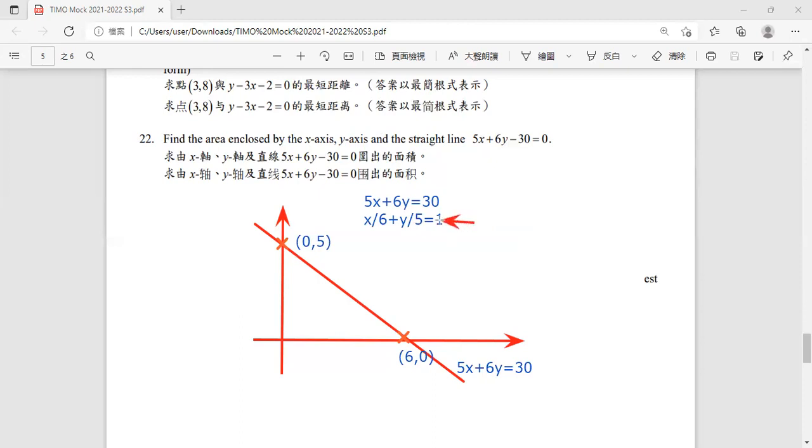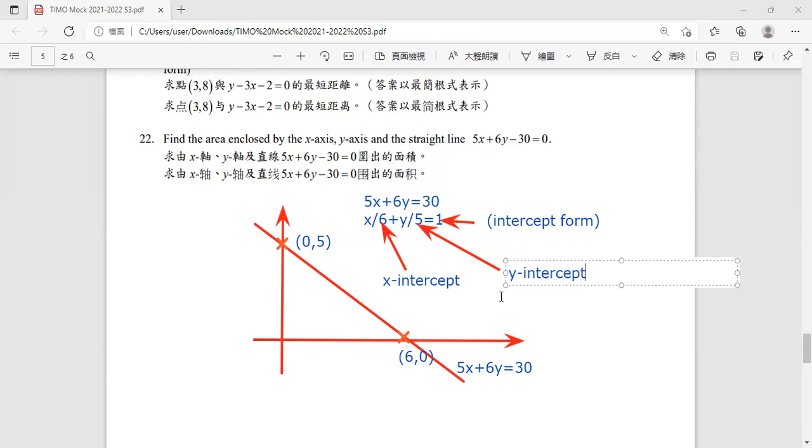If you are not familiar with this one, I will tell you that this is called intercept form. So this is the x-intercept and this is the y-intercept. So the area will be 6 times 5 over 2, which is 15. Finish. Any questions?